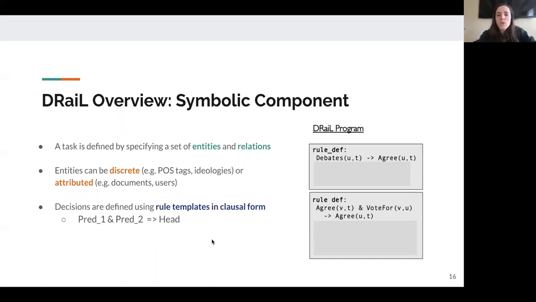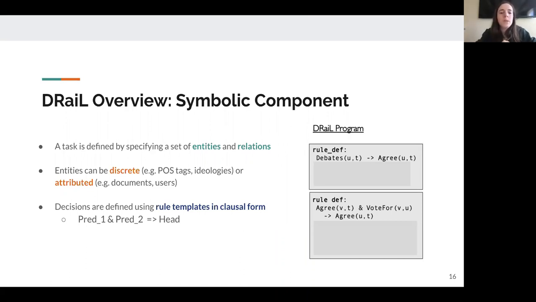So this is what the array looks like. You define a task by specifying a set of entities and relations. In this example that I'm going to show, I'm going to try to model a debate, right? So U is the user, T is the topic, and V is the user that is voting for something in this debate. So I have users, topics, voters, and then I have some relations. I have the relation debates: this user is participating in this topic, or does this user agree or disagree with this particular topic?